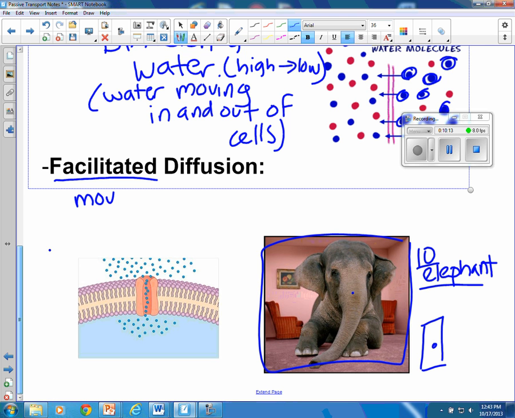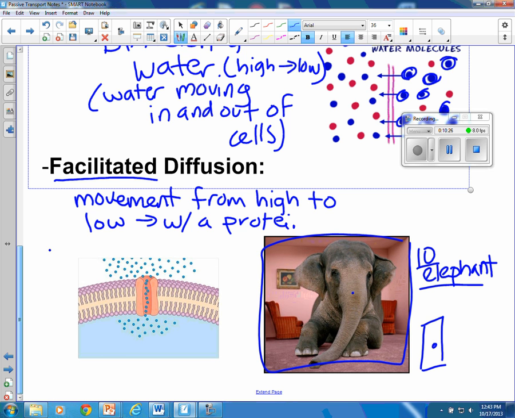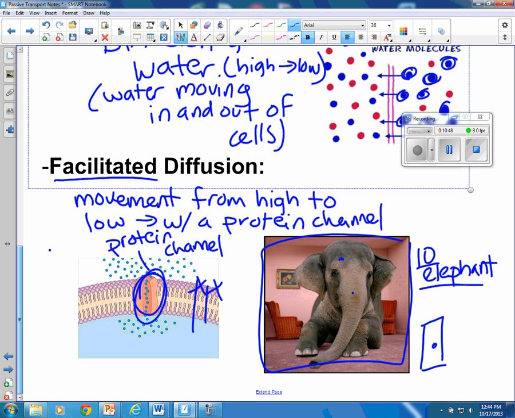Facilitated diffusion is the movement from high to low with a protein. This over here is a protein channel. Label it protein channel. These actually help molecules like the elephants that are too big to fit through the normal spaces. They're too big. The channel helps them by making enough space.